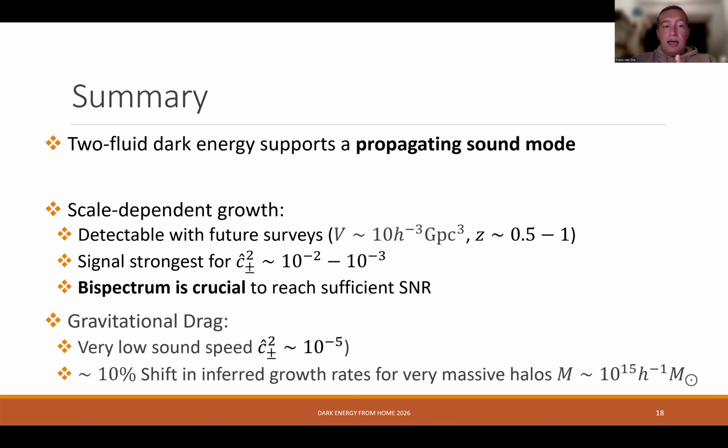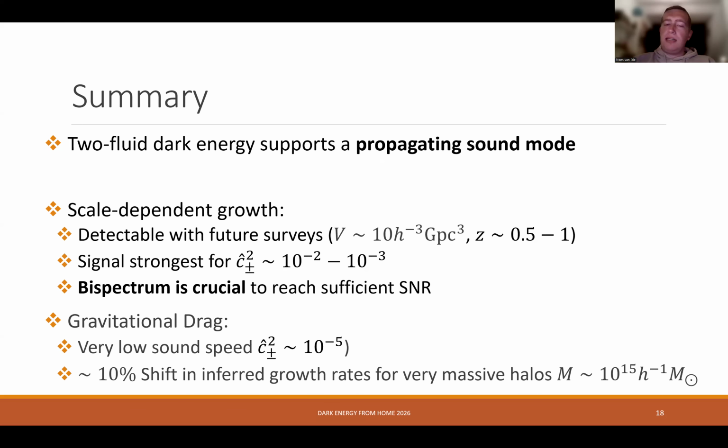And in the end, I leave you with the summary. So what we found is that two-fluid dark energy models support a propagating sound mode. And this leads on the one hand to scale-dependent growth, which may be detectable with future surveys if one has the right survey characteristics. And the signal is expected to be strongest for sound speed squared of order 10 to the -2, 10 to the -3. If one wants to enhance the signal at high masses, one may even go to slightly higher sound speeds, and including nonlinear dynamics extends this range to lower sound speeds.